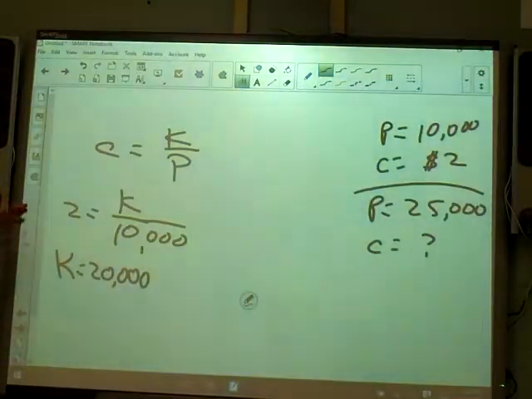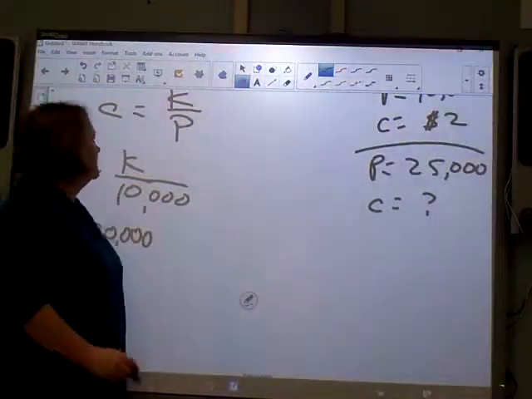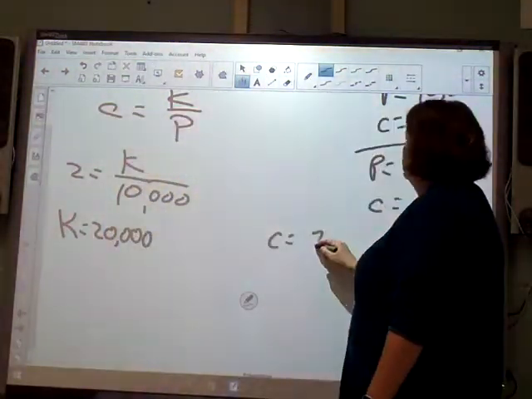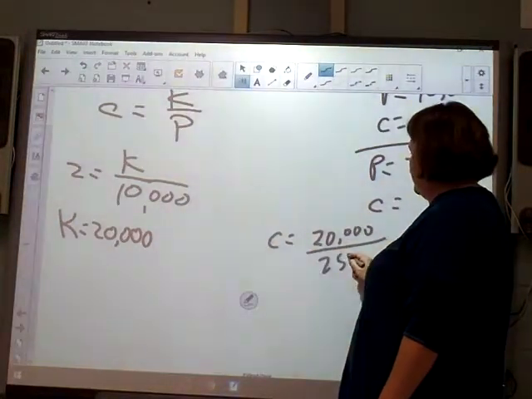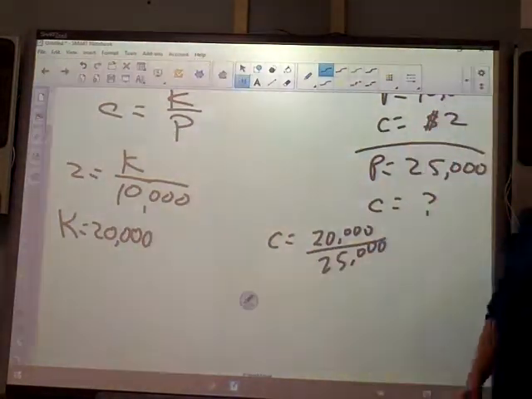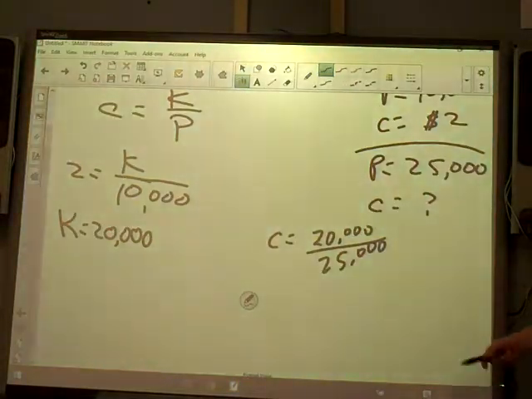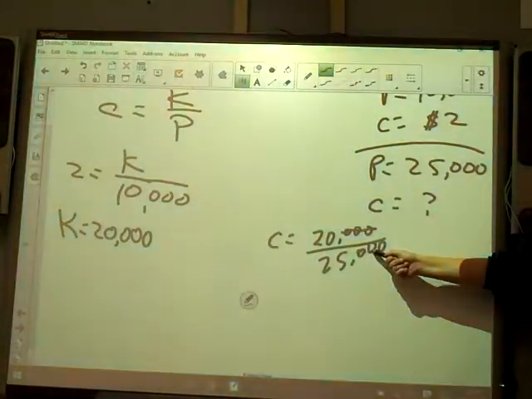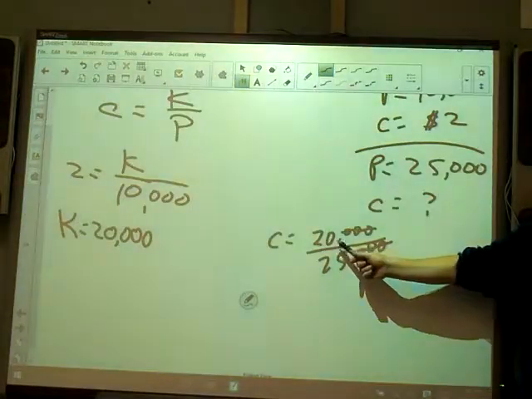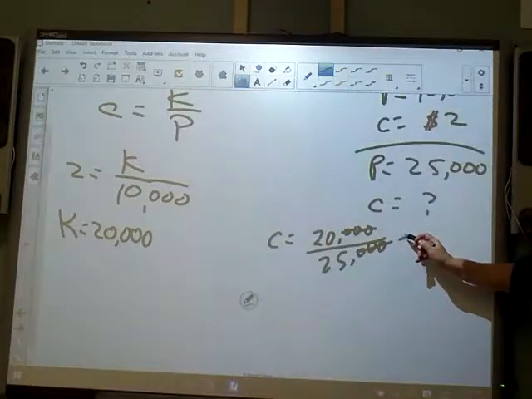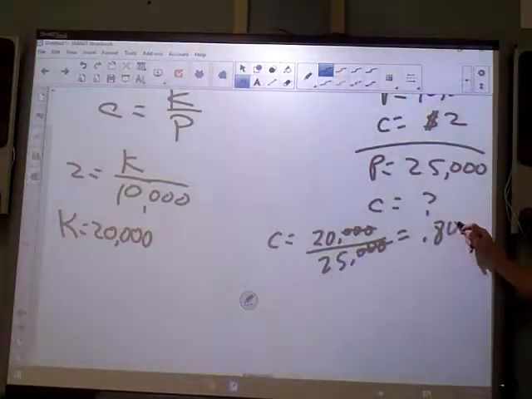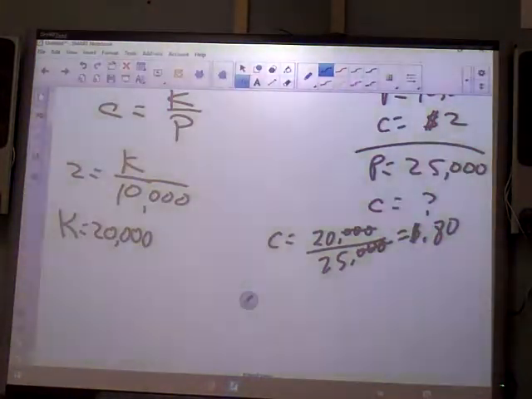Now take that to figure out the cost if we're going to produce 25,000 of them. 20,000 divided by 25,000. Can you do that mental math there? Take a 5 out. 4/5, which, if you make 4 out of 5 on a quiz, that's an 80%. 80 cents each. And you could have done that on your calculator if you didn't get the mental math. It's okay.